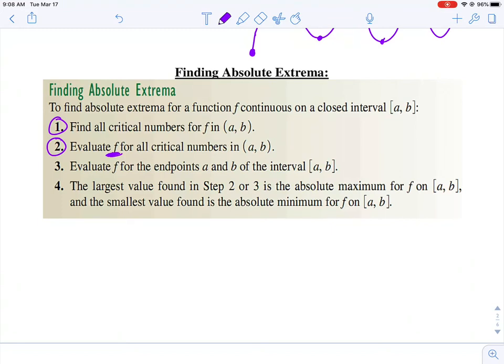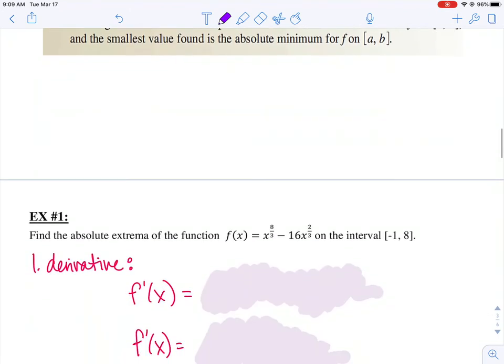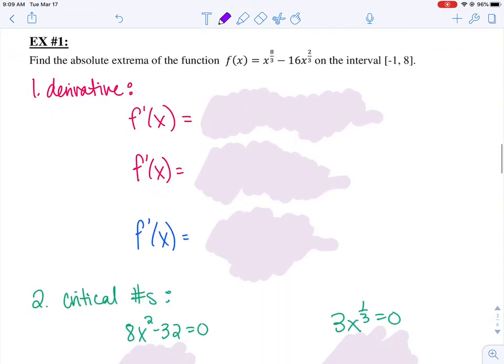The next thing we're going to do, remember, because who could be higher than those critical numbers, those relative extrema, is we're going to take our endpoints and evaluate them in our original function. Okay, so we're going to find our critical numbers, plug them into the original, also take our endpoints and plug them into our original, and then see where the highest value is for our absolute maximum and where our lowest value is for our absolute minimum.